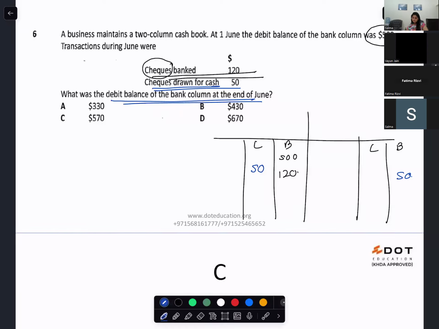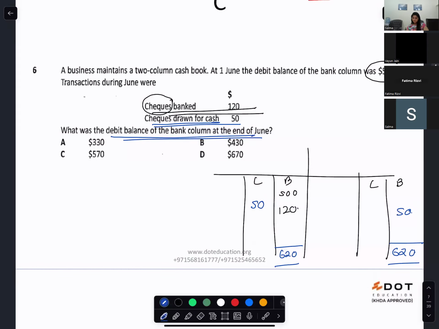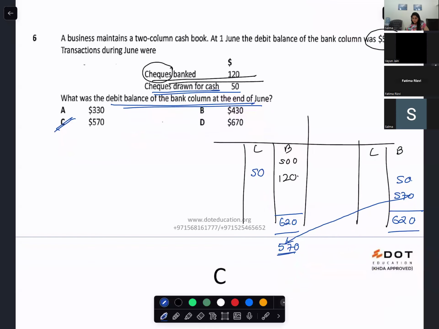What was the debit balance of the bank column at the end of June? It'll be 620, and then it'll be 570 on the credit side. So when you bring it down, it will be 57. It's a debit balance. Closing balance always appears on the opposite side. Okay?